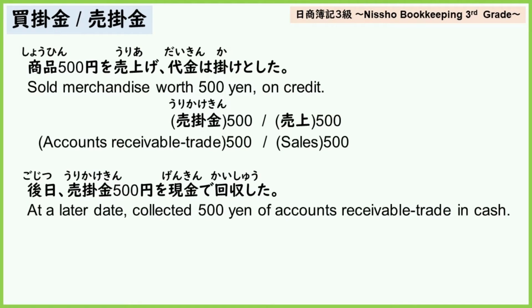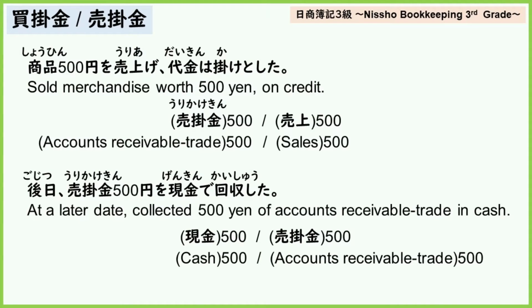Next, let's take a look at the journal entry when this accounts receivable trade is collected. At a later date, collected 500 yen of accounts receivable trade in cash. The journal entry is as follows. Debit, cash 500. Credit, accounts receivable trade 500. As the right to collect payment, which is accounts receivable trade, is extinguished, we record it on the credit side for processing.